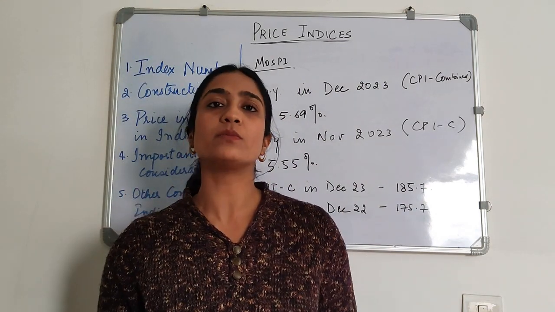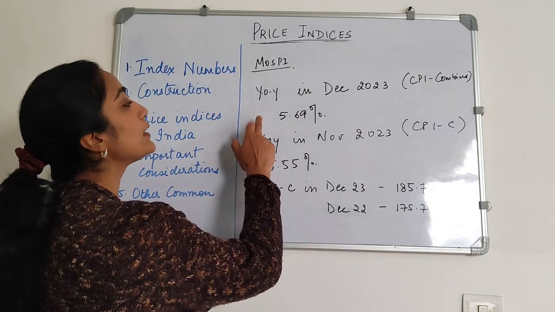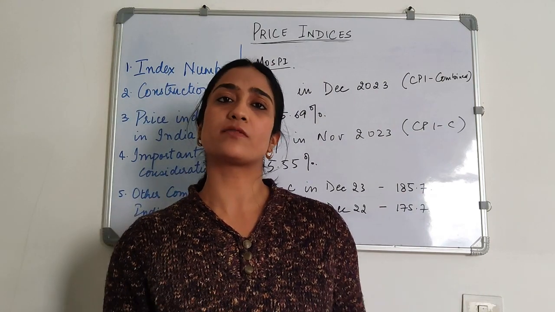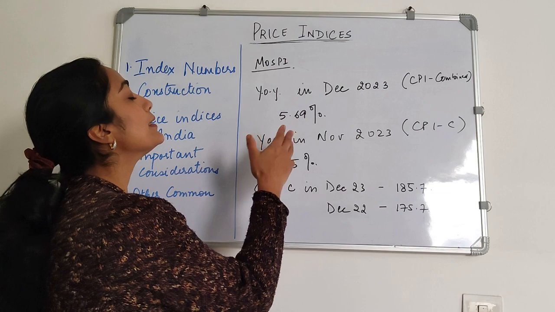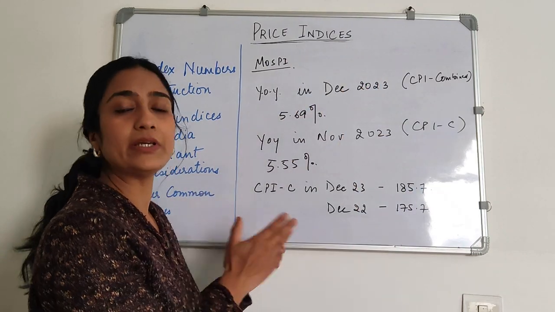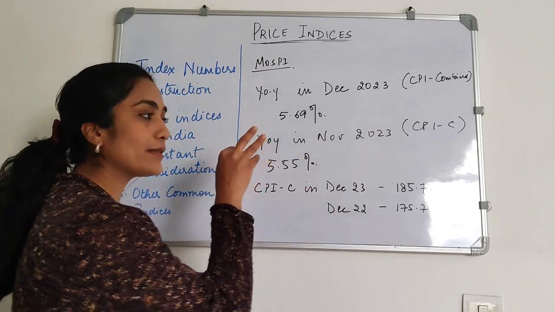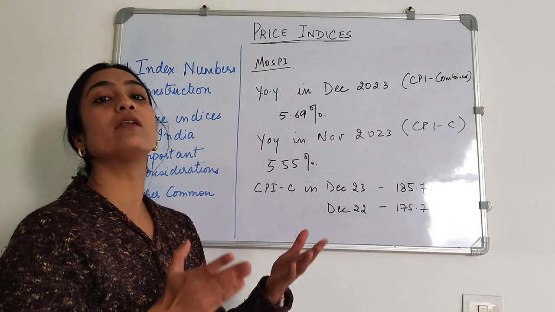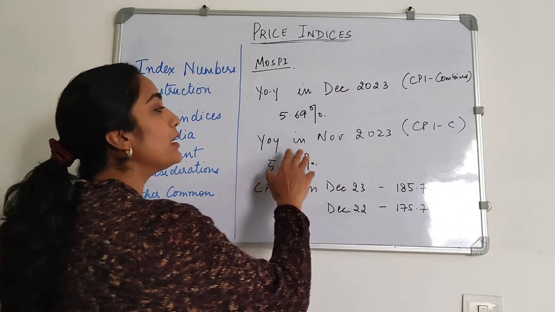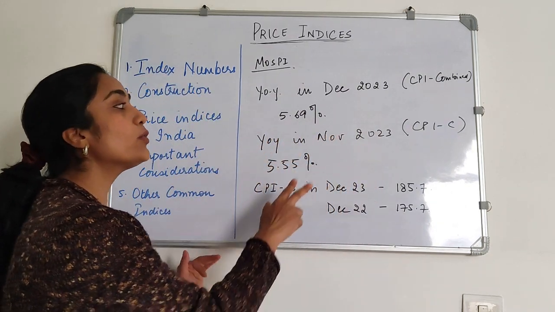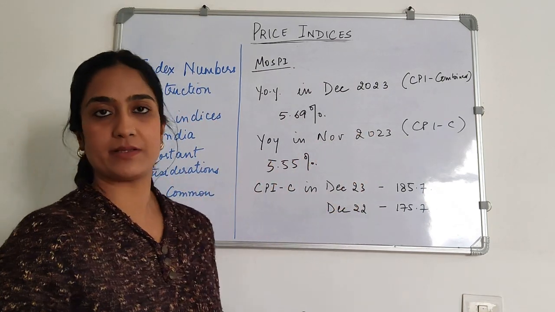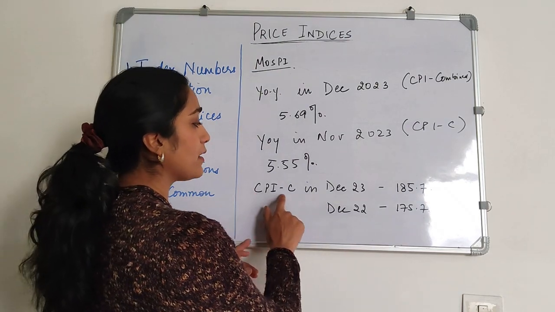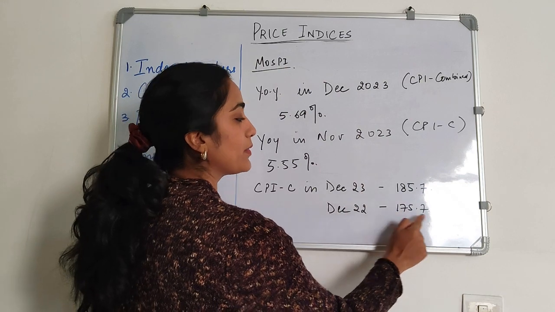So given our knowledge from the video that we did on inflation, we know some things, right? We know that this number means that the inflation was positive, and therefore it means that the general price level rose. Year on year means that exactly at this time in the previous year. There's also month on month, which means that at the same date in the previous month. So year on year means compared to December 2022, this is the inflation. This is the general percentage rise in prices. Similarly, year on year in November, it means that compared to November 2022, the rise in price was 5.55%. So we know the general idea, that in general the price levels rose, right? We know that CPI in December 2023 is this number, and in December 2022 it was this number.